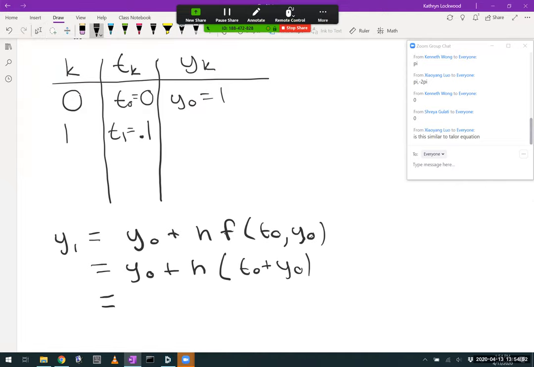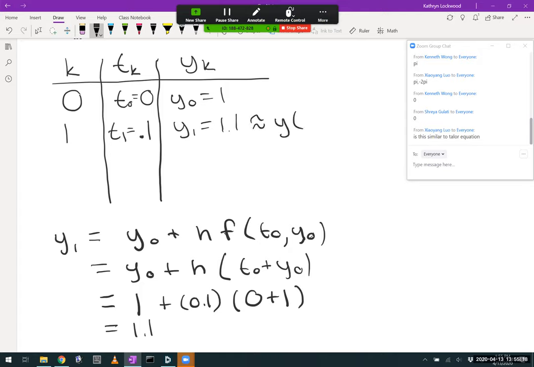Now let's plug in. The previous y value was 1. The time step is 0.1, and the previous t value was 0. y1 is equal to 1.1. And this is approximating the actual solution at t1, so at 0.1 seconds. Let's go to step two. t2 is 0.1 seconds later, so 0.2.